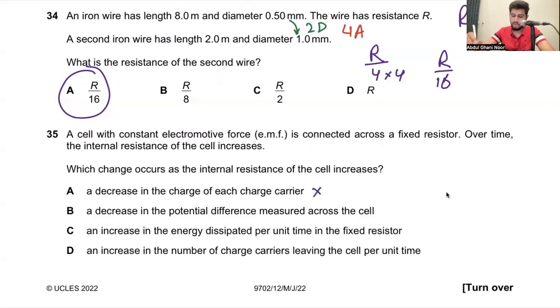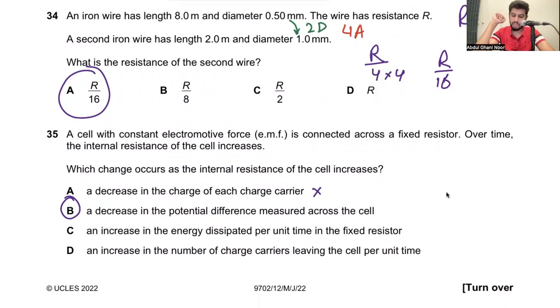So no. B: A decrease in the potential difference measured across the cell. Yes. If the internal resistance increases, the drop inside the cell increases. There's more lost volts, there's more energy lost inside. So the potential difference across the cell will decrease. The cell will give less terminal potential difference. ठीक है, अंदर ज्यादा ड्रॉप आ रहा है क्योंकि अंदर रेजिस्टेंस बढ़ गई है, तो बाहर कितना मिलेगा? कम मिलेगा. B is the correct answer.